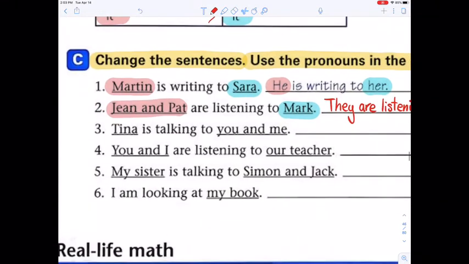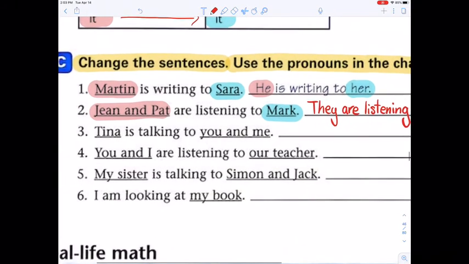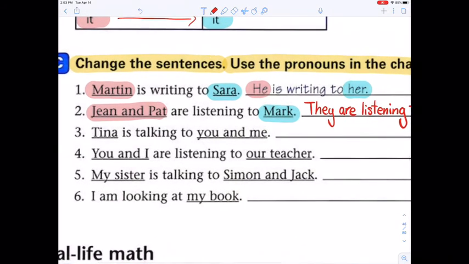Okay, so now please copy down all of these sentences and write the answers. So stop the video now, write your answers, then turn on the video again. I'll wait.